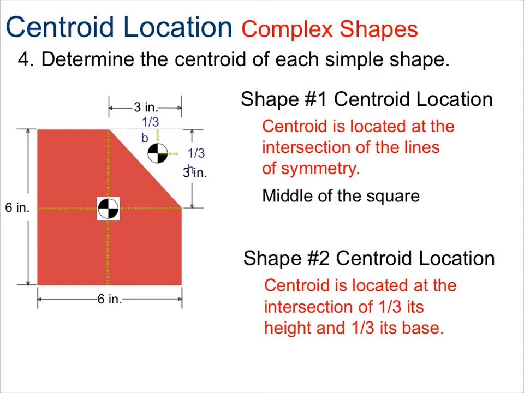Now in step number 4, we're going to determine the centroid of each of the simple shapes. So recall shape 1 is a square, so the centroid is going to be located at the middle of that square, which should be at the intersection of the lines of symmetry. In shape number 2, we have a right triangle. So remember, it's going to be a third of its base and a third of its height. The picture denotes that on the left.